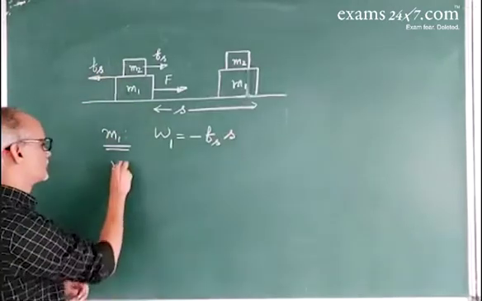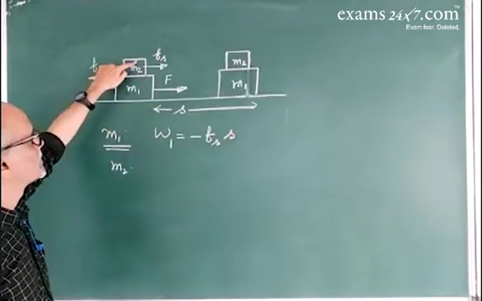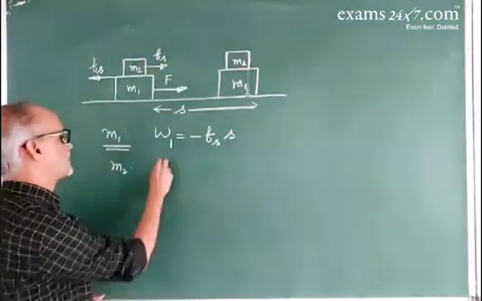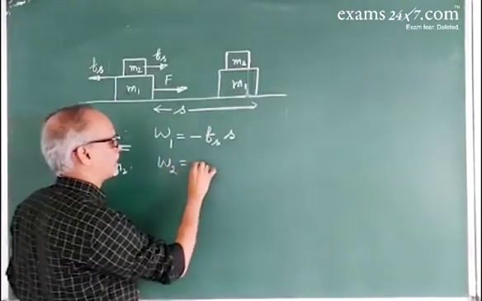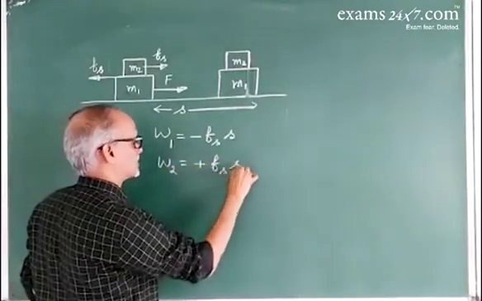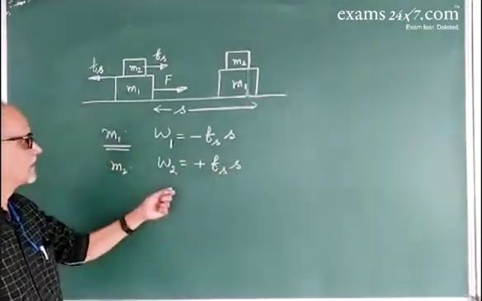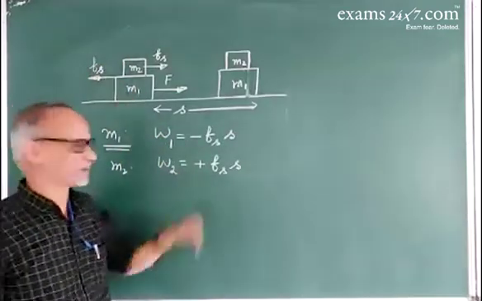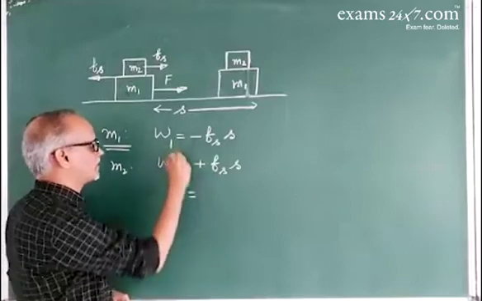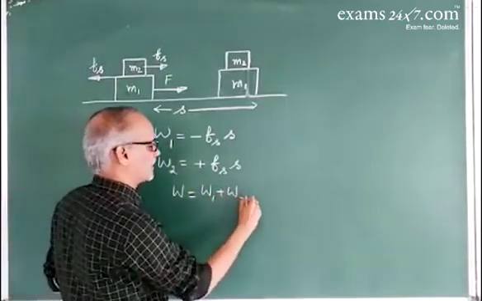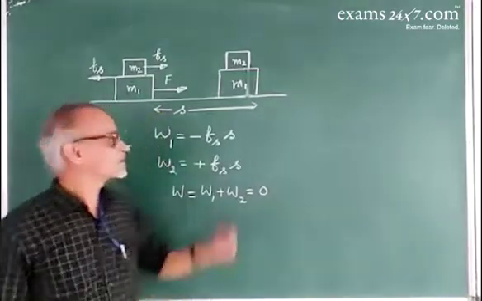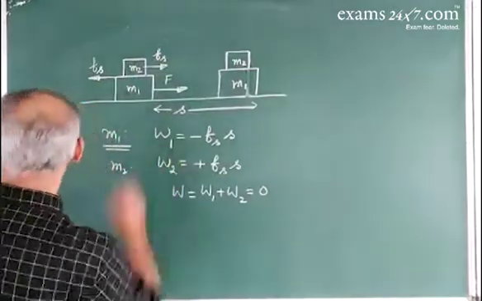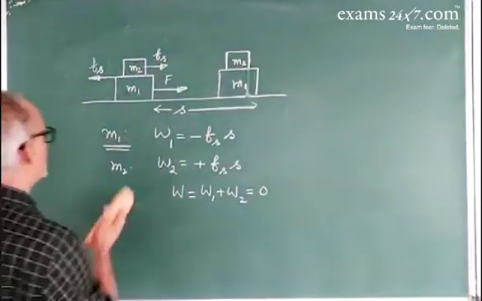On M2, the frictional force and the displacement are in the same direction. So theta is 0, work done is positive. Therefore, W2 is equal to plus Fs into S. So this is how we can calculate the work done by the frictional force on both the blocks. So what is the net work done? The net work done is the sum of the work done on both the blocks, and that is equal to 0. So that's why there is no relative motion between M1 and M2. Now this is regarding the work done by static friction.